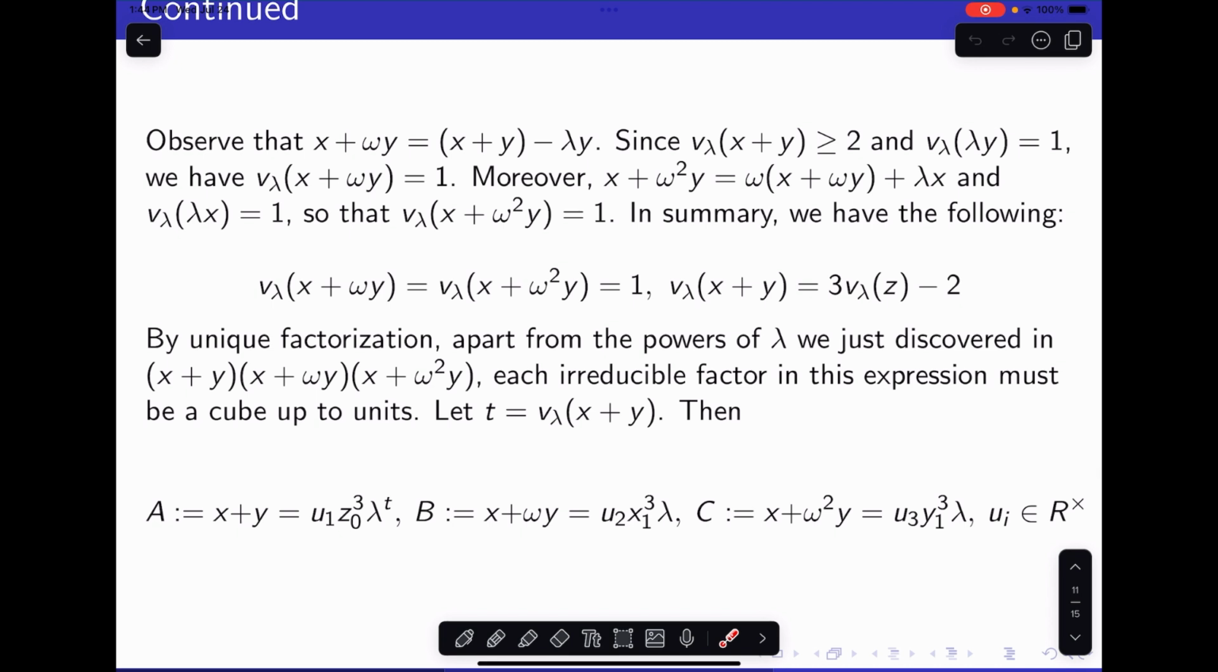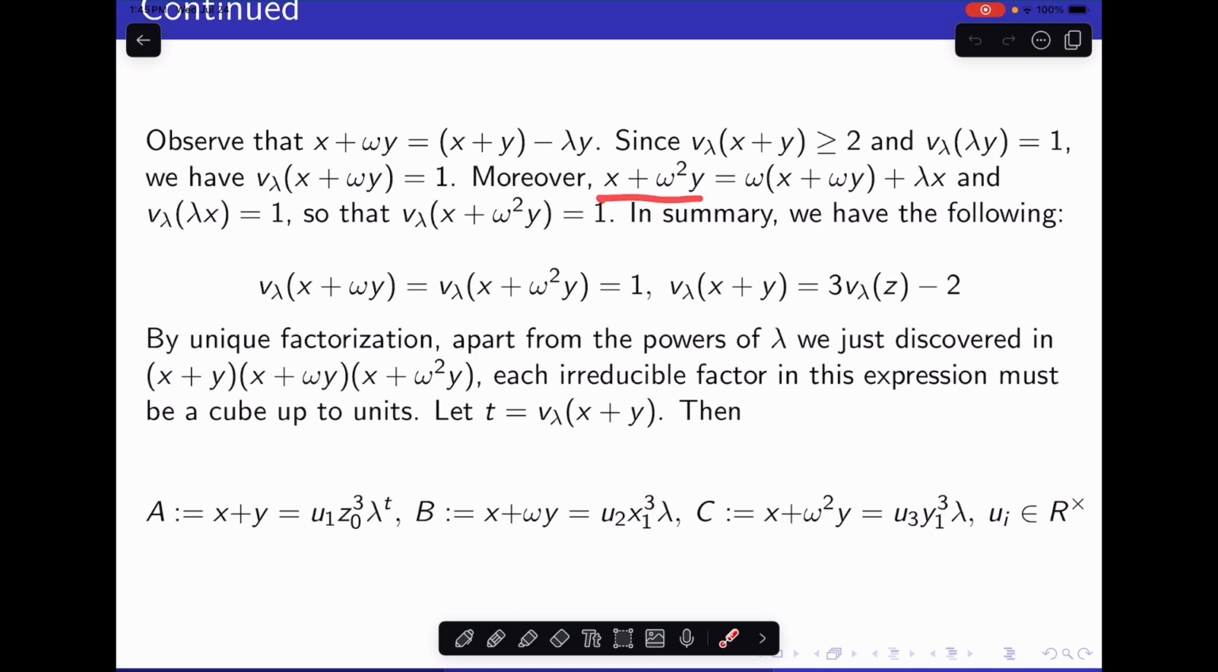Let's look at the other 2 factors, essentially. So let's observe that x plus omega y happens to be able to be written as x plus y, so that first factor, minus lambda y. Now, we're assuming that v lambda of x plus y is bigger than or equal to 2, and we know that v lambda of y is 1 because lambda doesn't divide y. So this guy has lambda-adic valuation at least 2. This guy has lambda-adic valuation 1. So this guy has to have lambda-adic valuation 1. So that's an easy kind of valuation exercise for you.